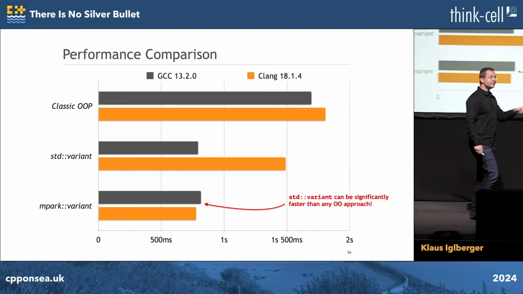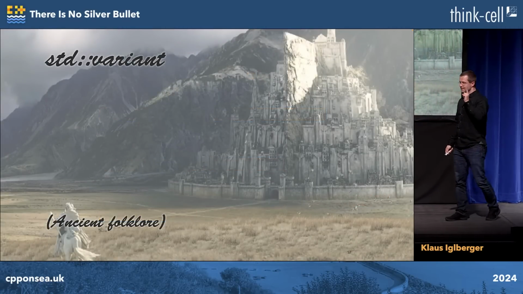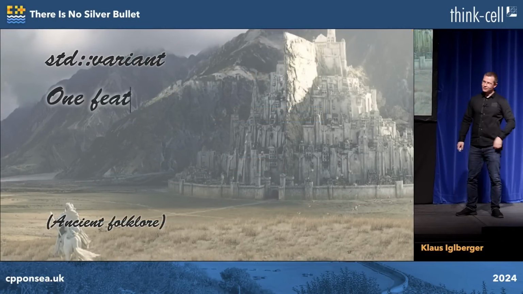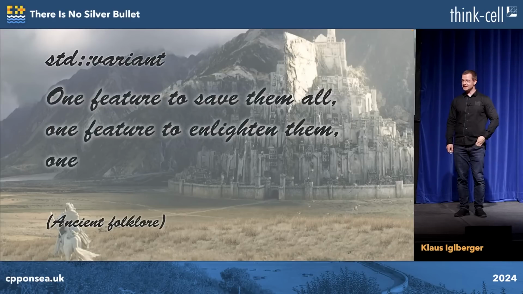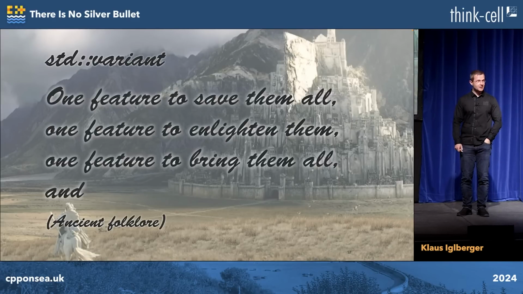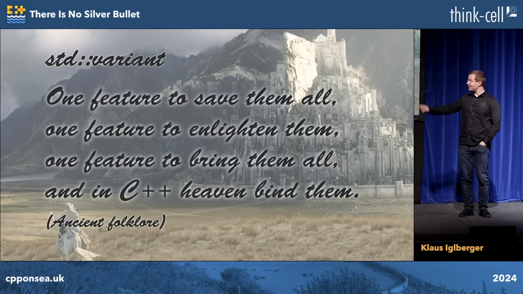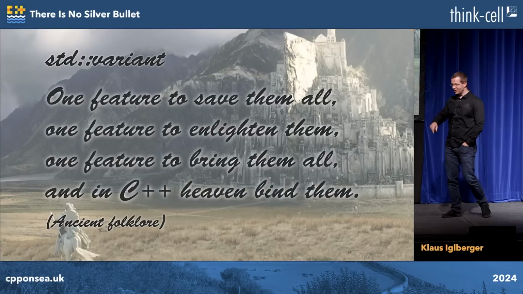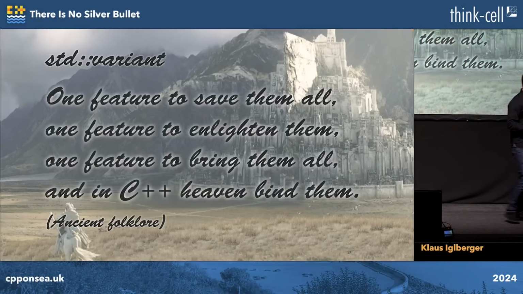This is so good that even the ancients have already talked about this. So, one feature to save them all. One feature to enlighten them. One feature to bring them all. And in C++ heaven, bind them. Sounds familiar, right? Yeah, I've read this a long time ago. It is a great thing, absolutely.